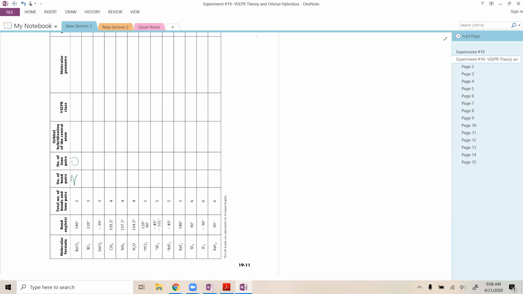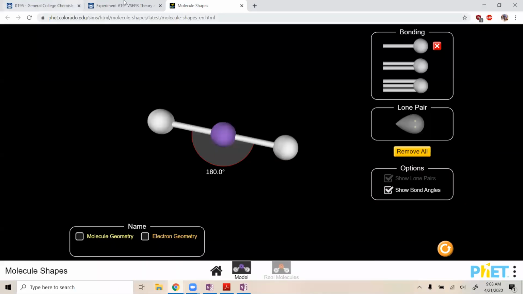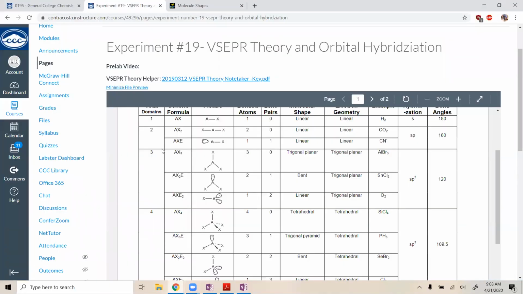And so when it's asking for our orbital hybridization, what we're going to do is we're going to go back to our note taker. We're going to look, all right, we have 2 bonded atoms, no lone pairs. So that's going to be our 2 electron regions. It gives us a hybridization of sp.